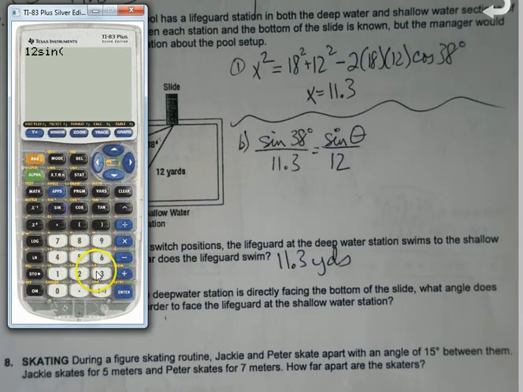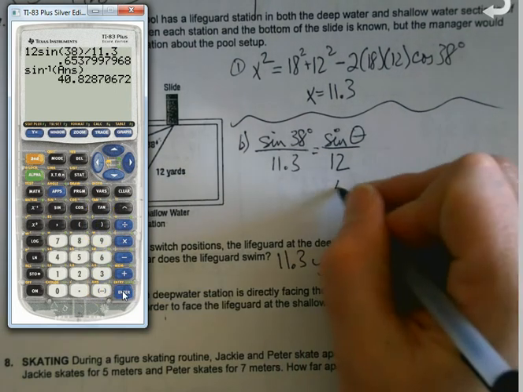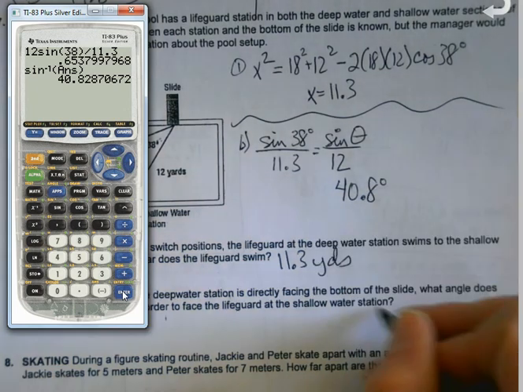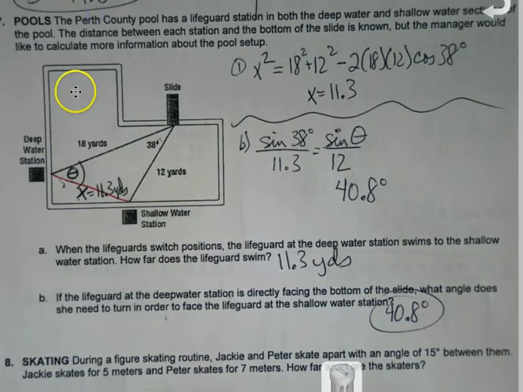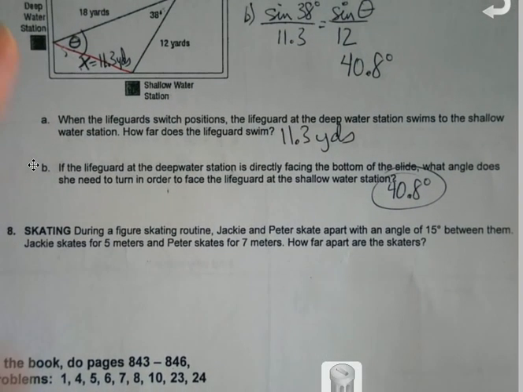So 12 sine of 38, because I always use my diagonal first that doesn't have the angle I'm looking for. Divided by 11.3, but again, I want the angle, not just that little decimal. So I end up with about a 40.8 degree angle that the lifeguard would be working with. So same exact stuff as just in the triangle, except we've got a picture to work with. Unless we're not given a picture at all. Ooh. No picture. Okay. Drawing on Friday.